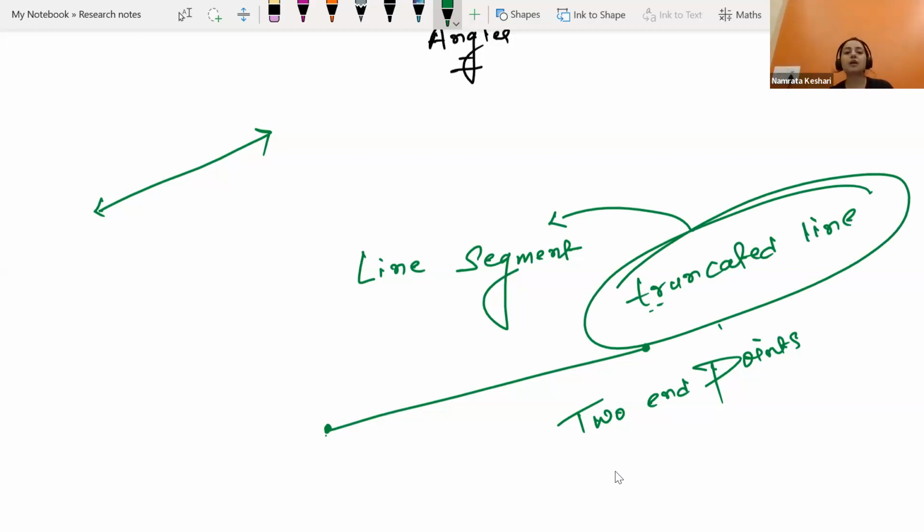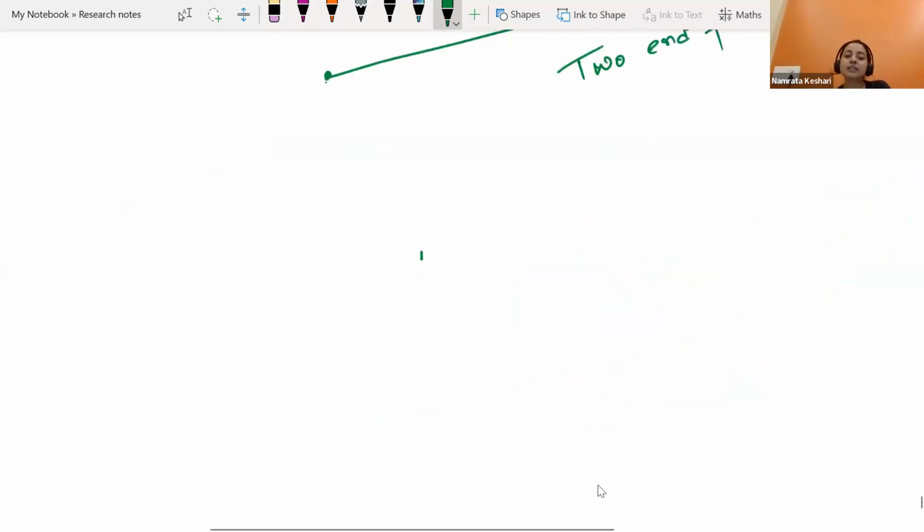So there can be a fill in the blanks or true false question: a line segment has one end point, two end points, or no end point. Be careful. It has two end points. Now the next concept is what is a ray.